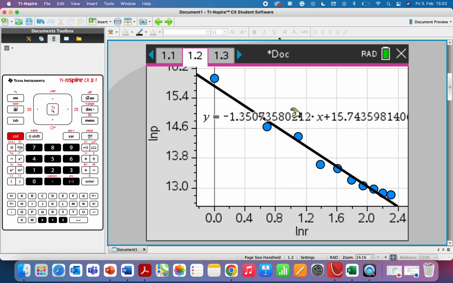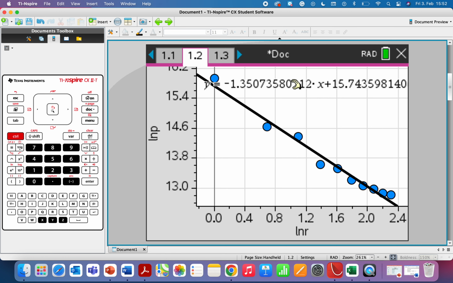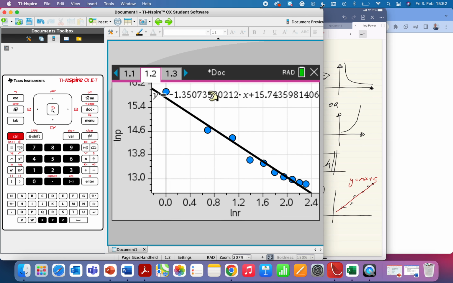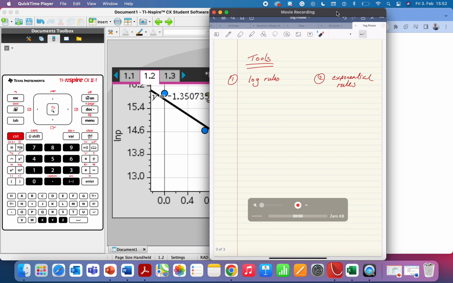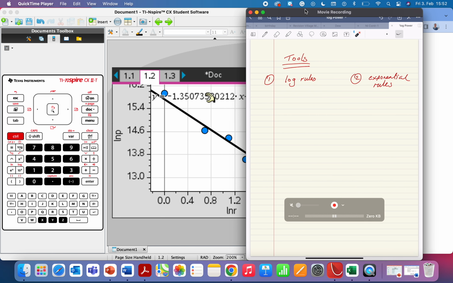Now look at the linear model. Of course there's a gradient times the x variable plus the y-intercept, 15.7, and that gives us the y variable. So we're going to take this equation and write it down on our iPad, and then we're going to play with it. So here's the iPad. Here's the next page. Let's transfer that equation over to the iPad.